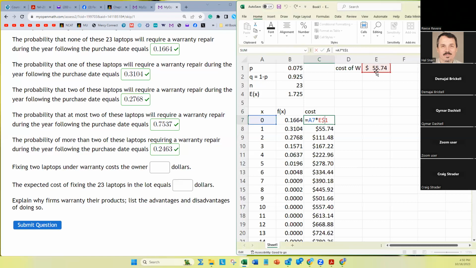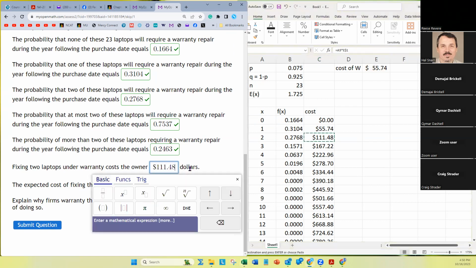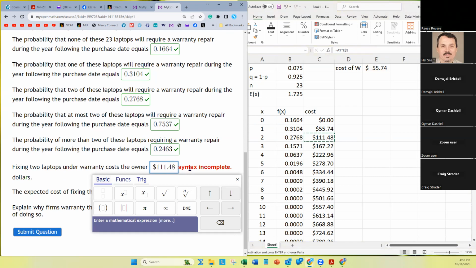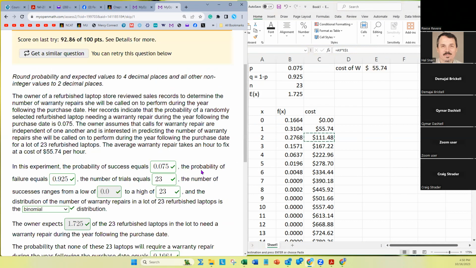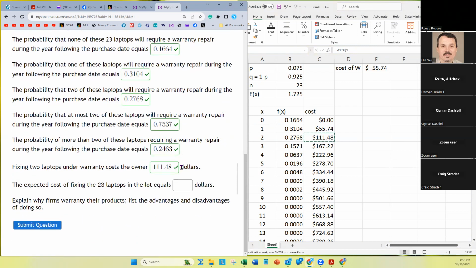All right. Okay. So the cost of 2 laptops under warranty, right? 2 laptops under warranty costing the owner, in my case, that amount right there, right? Almost $112. I don't want the dollar sign because I already have dollars there, right? Now, how do you get the expected cost? There's two ways to get the expected cost of fixing the 23 laptops, right?